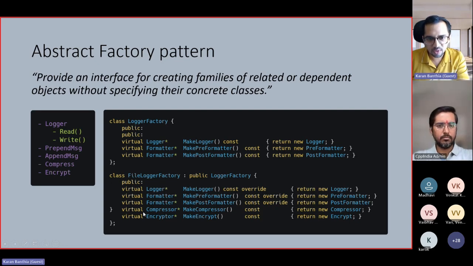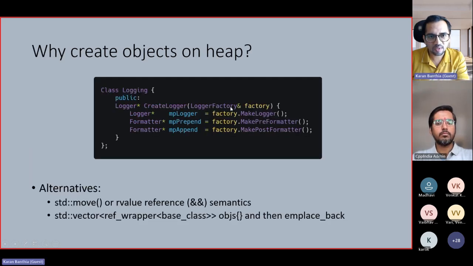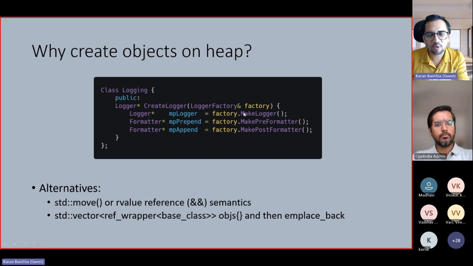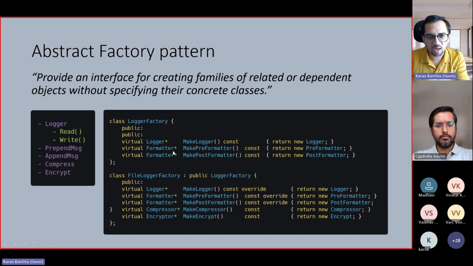And how do I use this factory? I would need an object of this in reference. Suppose in the logging task, I want to create a logger and I want to pass this factory. So I can have two types of factories here. I can have either the logger factory base or the file logger factory, depending on what I want to instantiate. And this will only call the factory methods. In this, all these methods called make logger, make preformatter, all these are called factory methods. And this is an abstract factory, which is a collection of factory methods.